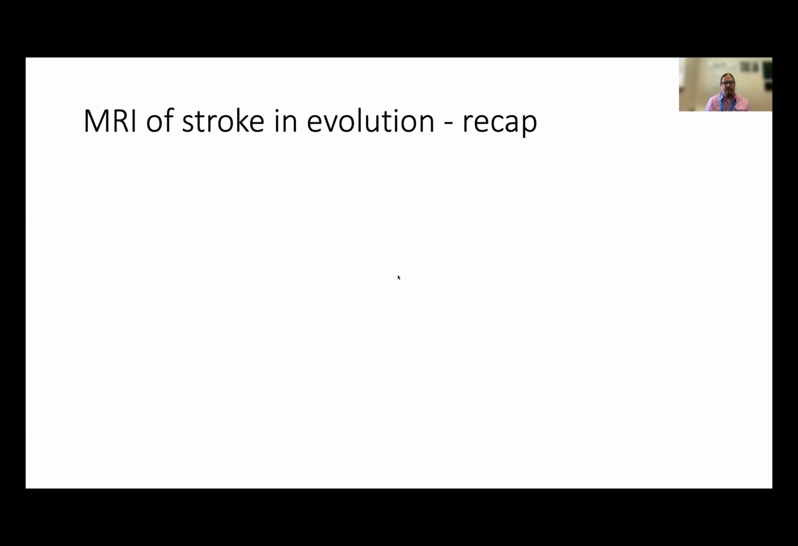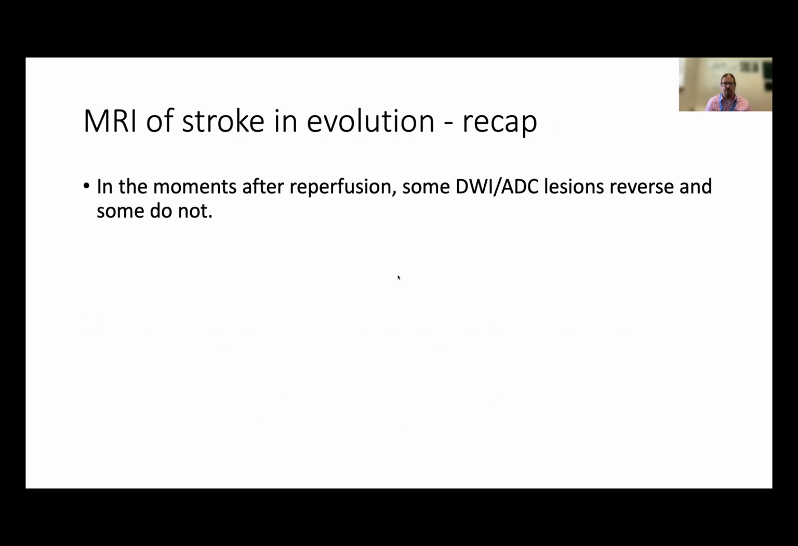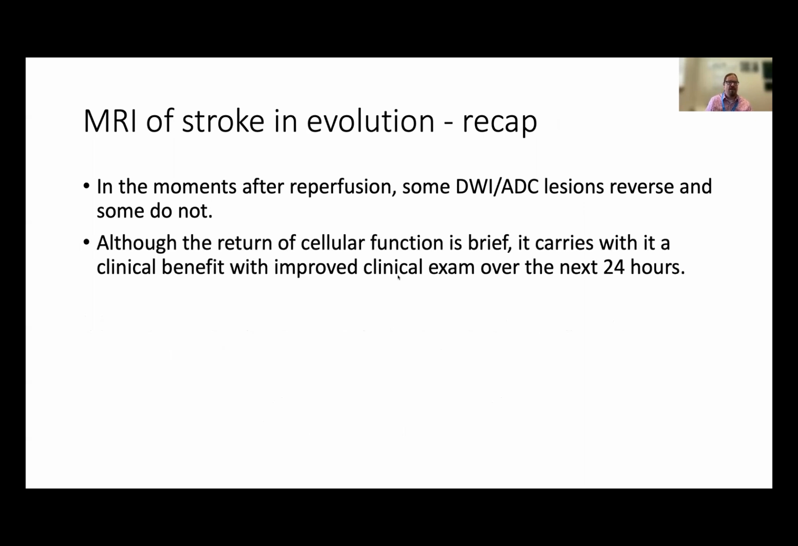I think what this gets to is in the moments after reperfusion, some of these DWI ADC lesions reverse and some do not. So in that paper, there were plenty of people who did not have the reversal as well. It's not a universal thing. And then the other piece of this is that there is this sort of brief return of cellular function. So basically when the ADCs normalize like that, that means that the cells have returned, the ions are pumping, they've reestablished their ion gradients. And so it looks for a minute there like the cells are doing well, but then over the next 24 hours, some of that function is lost.